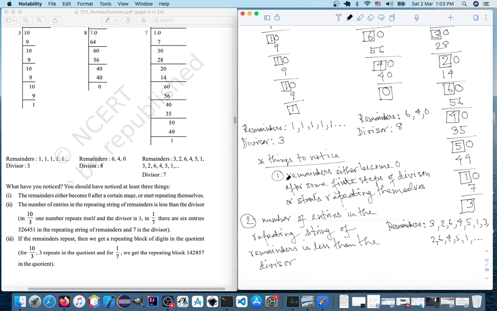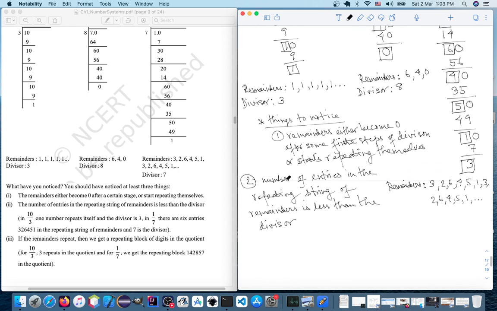In the third case, the repeating string of integers is 3, 2, 6, 4, 5, 1. So how many digits are there? 6. 1, 2, 3, 4, 5, 6. And 6 is less than the divisor 7. So that is what point number 2 says: the number of entries in the repeating string of remainders is less than the divisor.